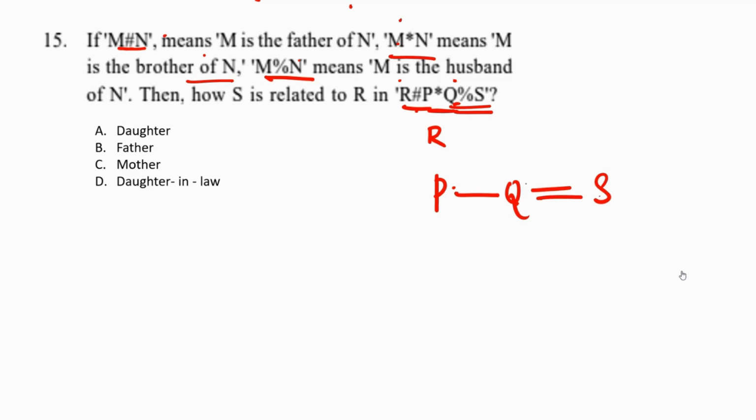R and P are father and son or daughter. So the next generation. So how is S related to R? How is S related to R? Then S is daughter-in-law to R. So D, daughter-in-law, is the answer.